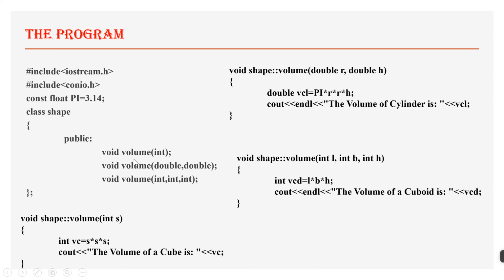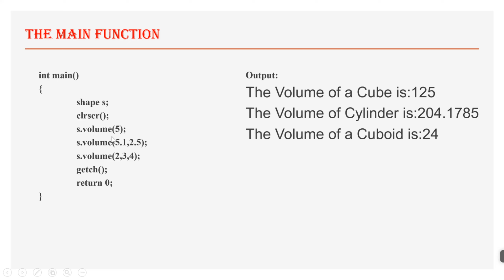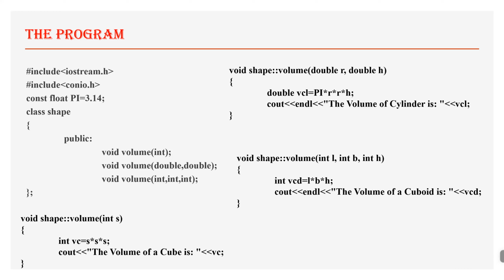Now there are three places wherein the function with the volume is defined. Say here, here and here. But just look at the main program. How many arguments we are supplying? We are supplying only one argument. So out of these three functions, this is a suitable function.